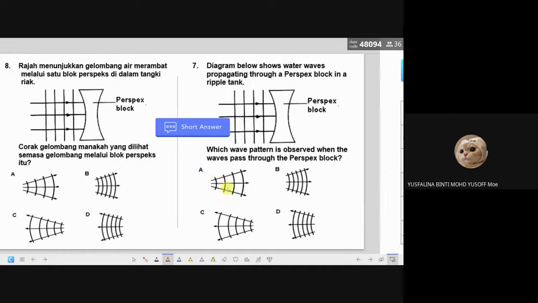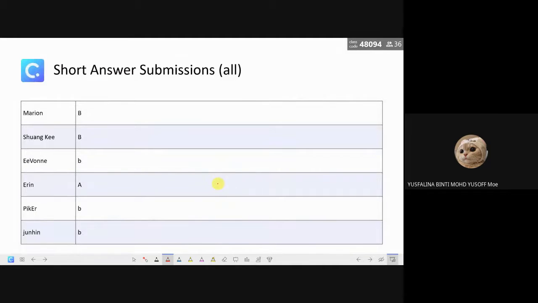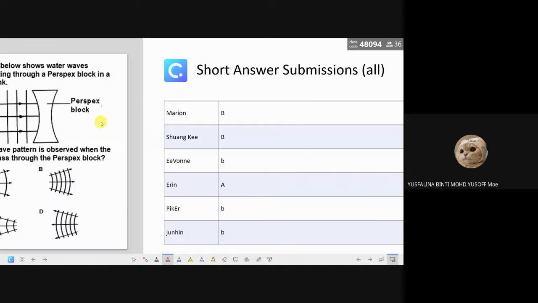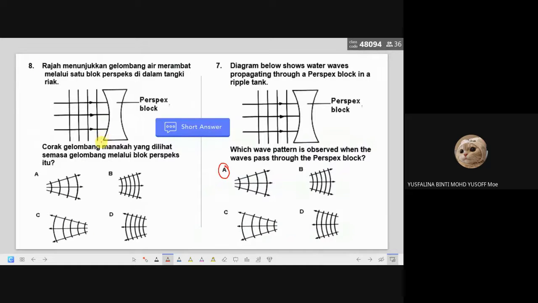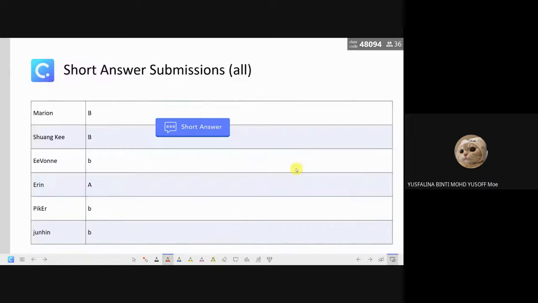Right, so let's check your answer. Wait for a moment. They put the perspex blocks, right? So this one should be shallow. Let me compare the wavelength. Right, sorry, the answer is B. The wavelength should be shorter. The wavelength should be decreased because if you put the perspex blocks there, they will form the shallow part there. So the wavelength should be decreased. The answer is B.